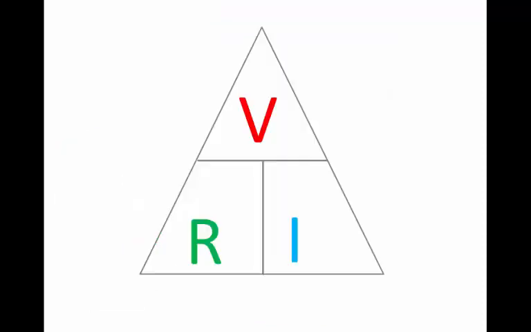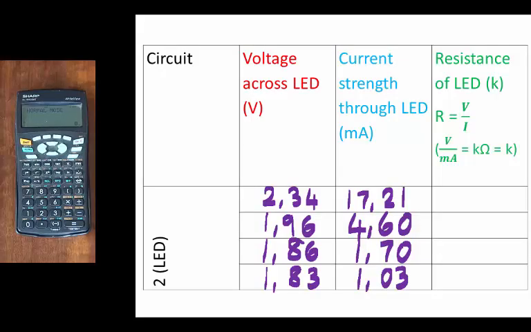What about the resistance of the LED? We know that resistance is equal to the potential difference across the conductor divided by the current strength through the conductor. That gives us the resistance of the conductor. So here we have our data. Let's calculate the resistance of the LED for each situation. Remember, resistance is equal to potential difference across divided by current strength through, and if we use the units volts divided by milliamperes, we get the unit in kilo ohms. Okay, that's what we're going to do.